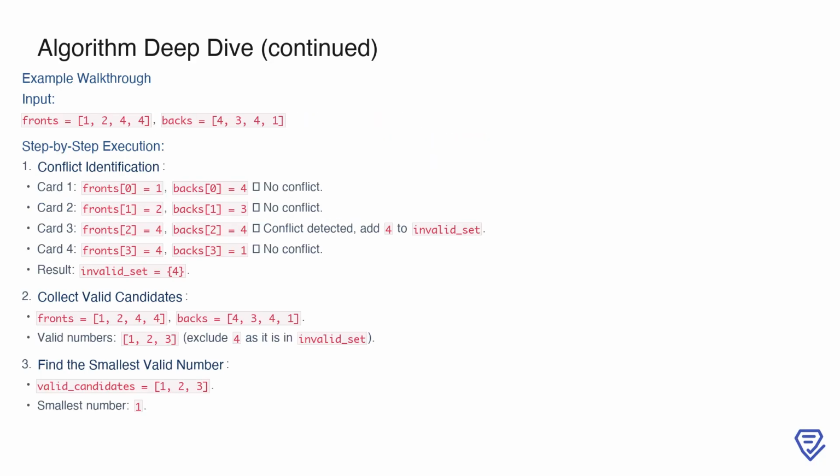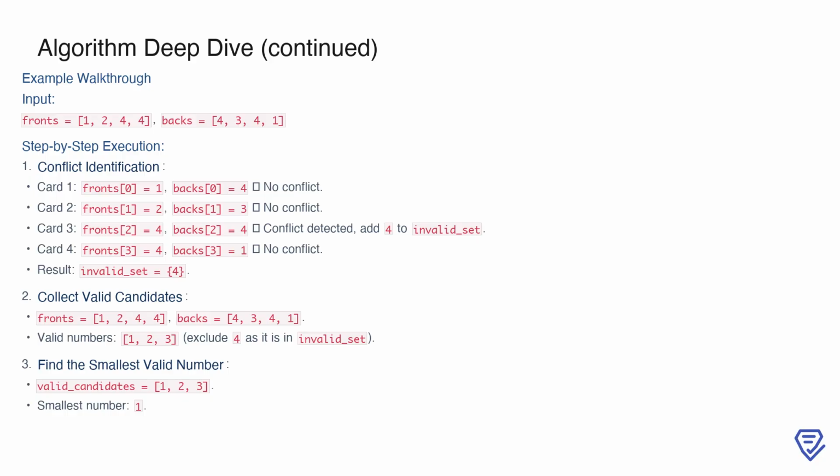To understand the algorithm in action, let's walk through an example. Suppose we have fronts equals 1, 2, 4, 4, and backs equals 4, 3, 4, 1. In the first step, we identify conflicts. For the first card, the front is 1 and the back is 4, so there's no conflict. For the second card, the front is 2 and the back is 3, again no conflict. For the third card, the front and back are both 4, so we add 4 to the invalid_set. For the fourth card, the front is 4 and the back is 1, which is not a conflict. At the end of this step, the invalid_set contains 4.